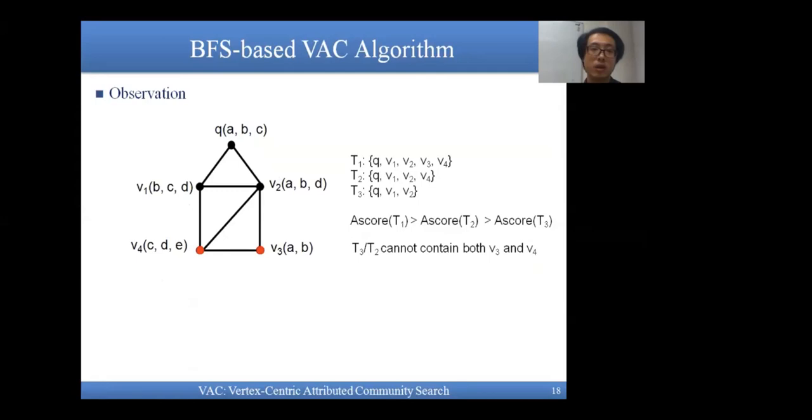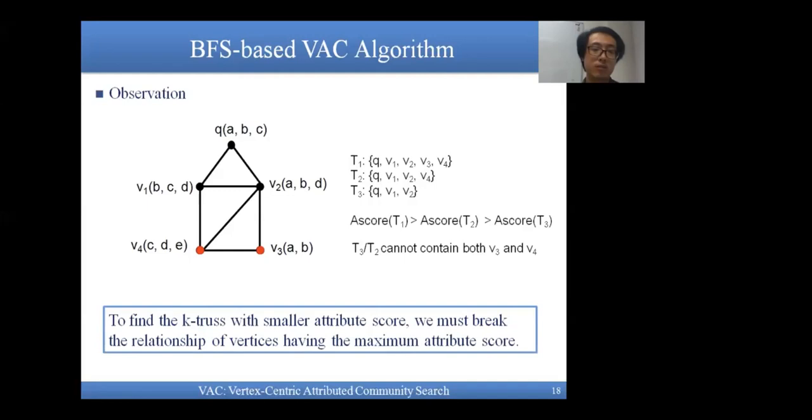Through this observation, we have that to find the k-truss with a small attribute score, we must remove the vertices that have the maximum attribute score. Otherwise, the attribute score won't decrease. Motivated by this observation, we propose our second algorithm.